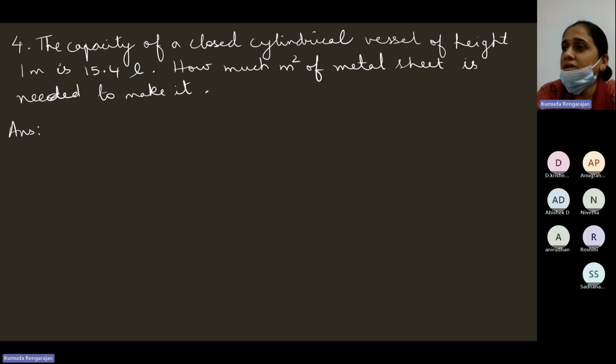And to find the area, what do you need? For a cylinder, what do you need? Radius and height. You need to know these two parameters. Only if you know the radius and height, you can answer the questions related to a cylinder. Height, you know. You don't know radius.